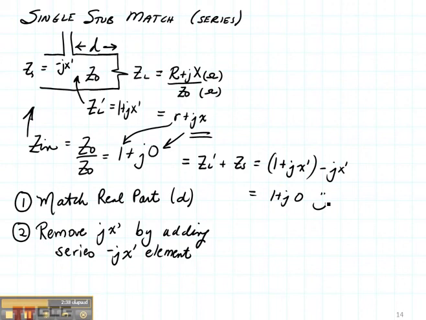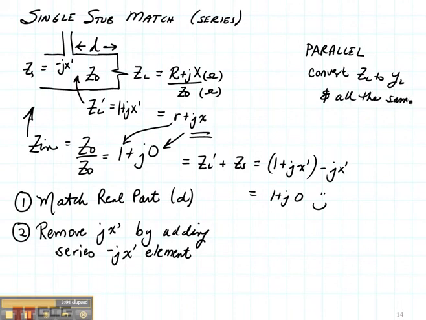Now, the only thing that changes when we are doing a parallel stub circuit is that we need to handle everything in YL instead. So if we're going to be parallel, the only difference is that we convert ZL to YL, and then we do everything else the same. The only other difference I might note, just a little bit of change: remember that when you normalize, you use Y naught instead of Z naught when you normalize and denormalize.